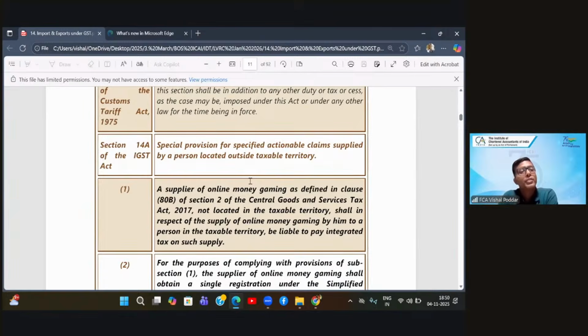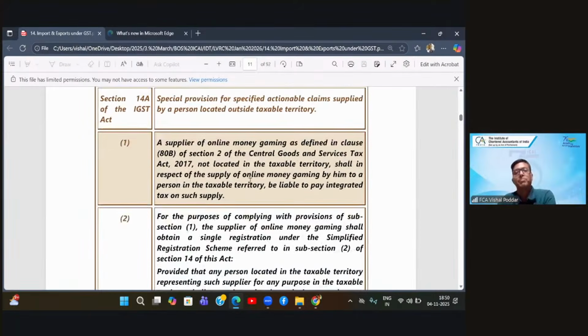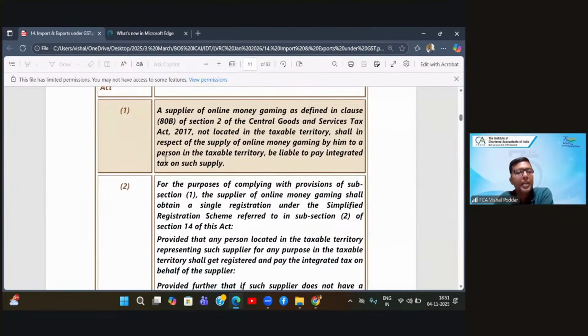Now, what does Section 14 say? 14 says where supplier is of OIDAR service. 14A says where the supplier is of online money gaming. And these suppliers are sitting outside. Recipient is in taxable territory, that is inside, and the recipient is non-taxable or unregistered. What does subsection 1 say? The supplier of online money gaming as defined in this clause of this section of CGST Act and who is not located in India shall, in respect of the supply of online money gaming by him to a person in taxable territory, be liable to pay IGST. So they have made it forward charge.